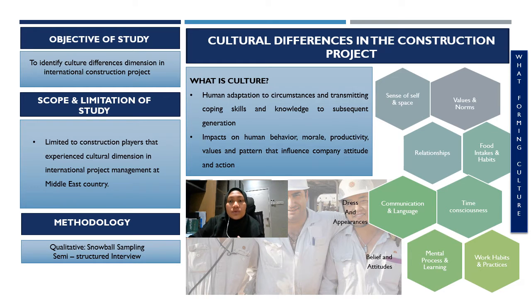Next is belief and attitude. This depends on the view of religion, and this element has the biggest impact on forming the culture. Next is the mental process and also learning. For certain cultures, they learn culture by punishment. And lastly is work habit and practice. It is an attitude towards work. It depends on the type of work, division of work, work habits and also practices that have been practiced. For example, promotion or incentive. That's some of the examples.